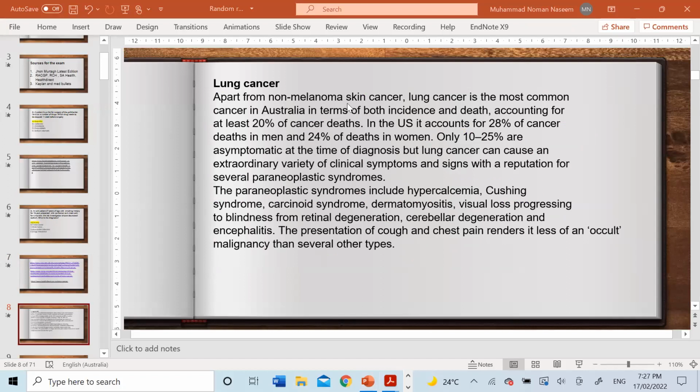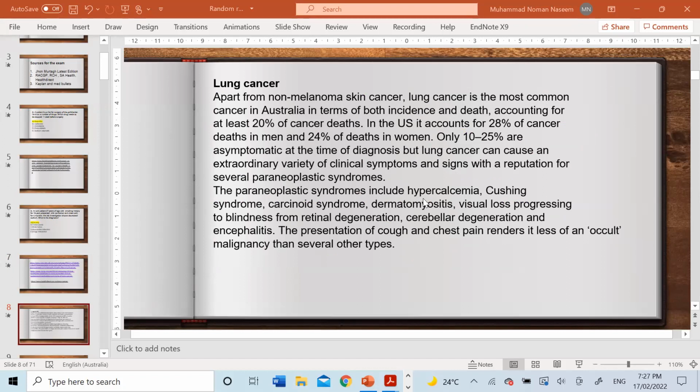Apart from non-melanoma skin cancer, lung cancer is the most common cancer in Australia in terms of both incidence and death, accounting for at least 20% of the cancer deaths. All right, so very common.